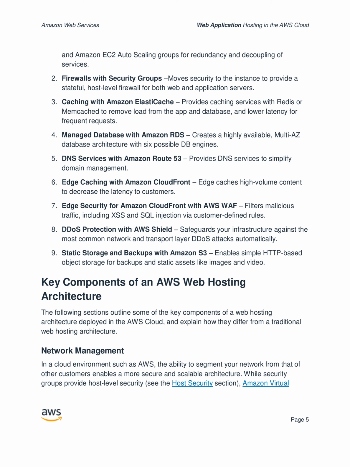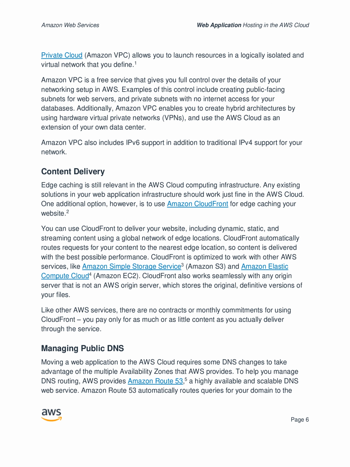Network management. In a cloud environment such as AWS, the ability to segment your network from that of other customers enables a more secure and scalable architecture. While security groups provide host-level security, see the Host Security section, Amazon Virtual Private Cloud (Amazon VPC) allows you to launch resources in a logically isolated and virtual network that you define.